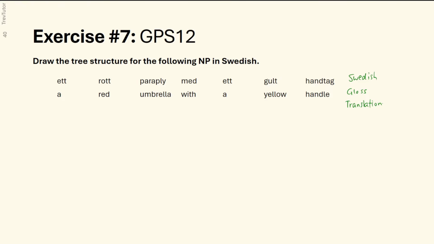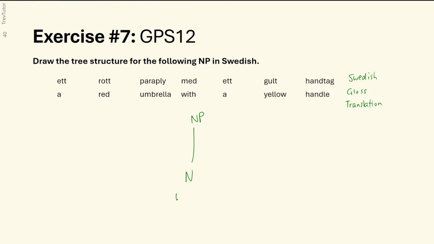So the gloss allows us to draw structures for sentences in languages that we don't know. So a red umbrella with a yellow handle. So this is going to be a noun phrase. And because the word order is exactly identical to English, we can use the same phrase structure.